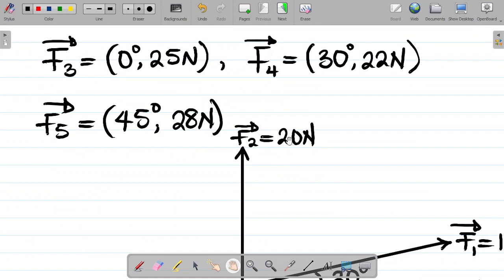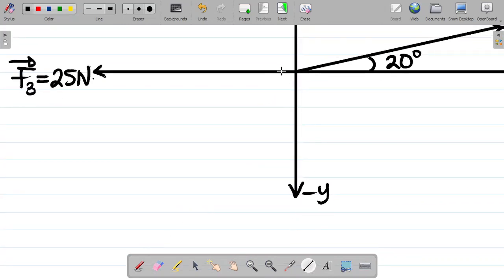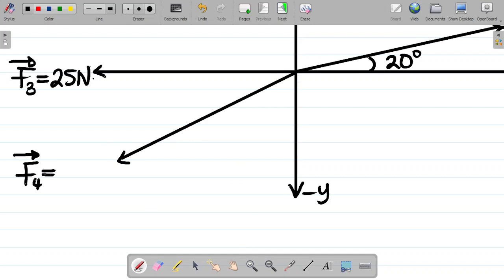Let's get F4. F4 is 22 Newton, and the value is 30 degrees. Again, from this region here, 30 degrees means it's moving from the X to the Y. So from here, 30 degrees, somewhere around this. Let's just use this. All right, so we'll have this one here. So this is F4. F4 is equal to 22 Newton, and the angle here is 30 degrees.